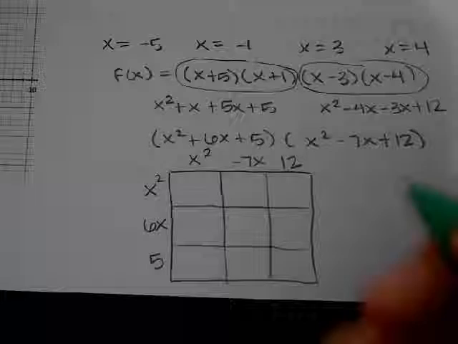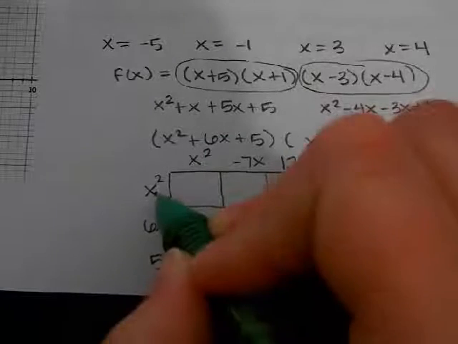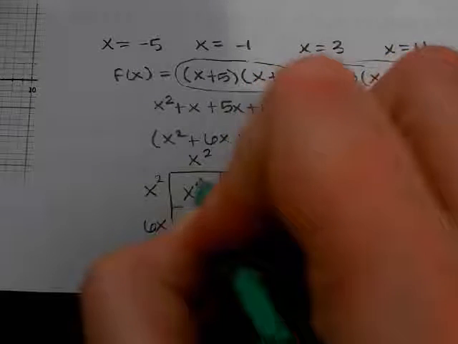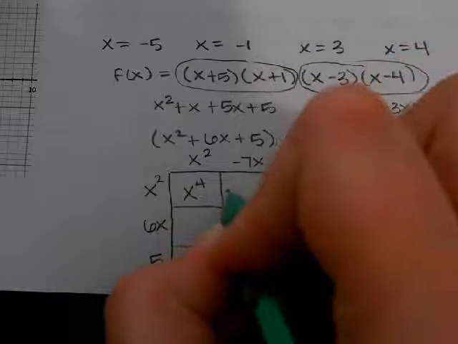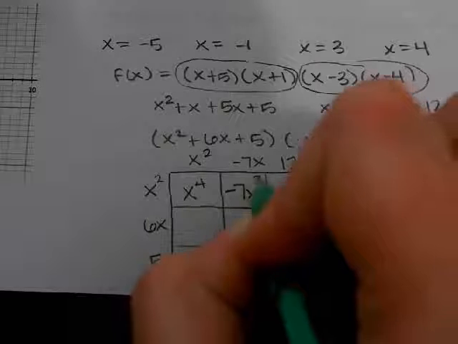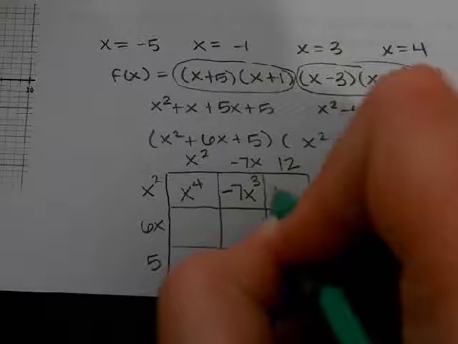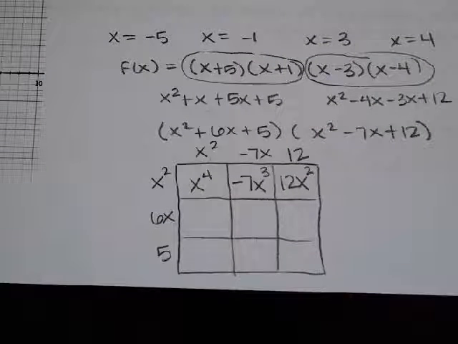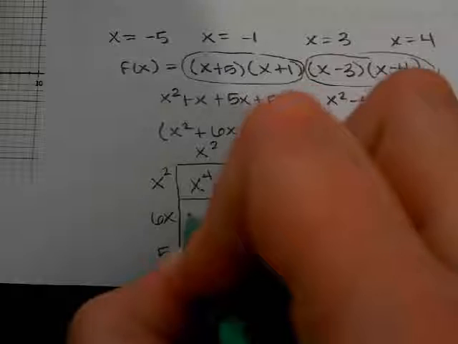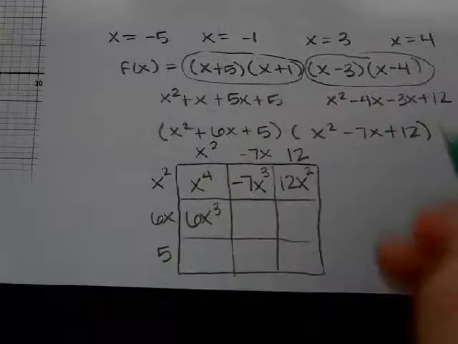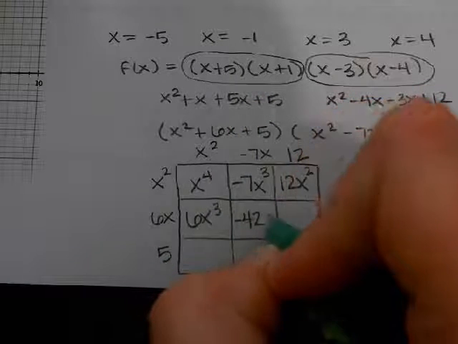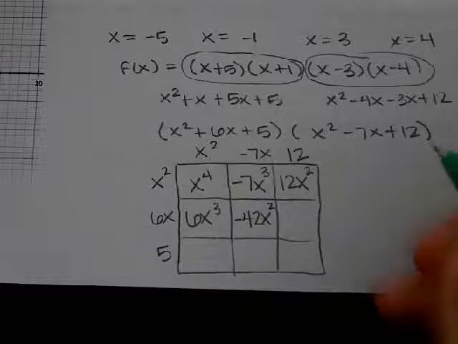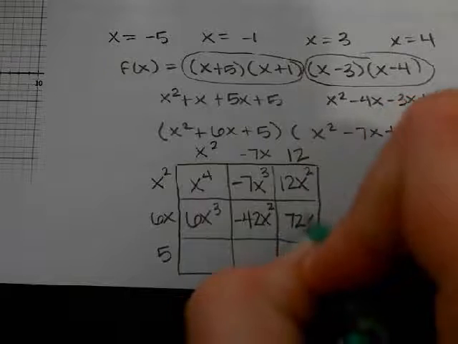Okay. All right. X squared times x squared is x to the 4th. X squared times negative 7x is negative 7x to the 3rd. X squared times 12 is 12x squared. So go ahead and keep filling out your box. 12 times 6, anyone? 72. See, why do I have to use my brain for anything when I have you guys?